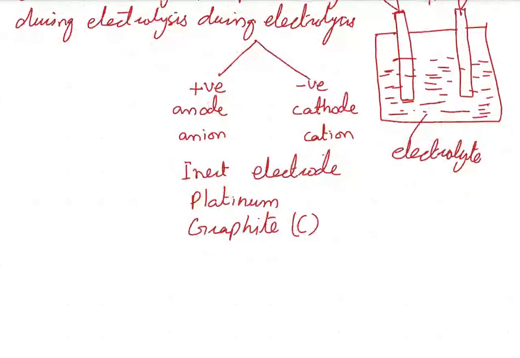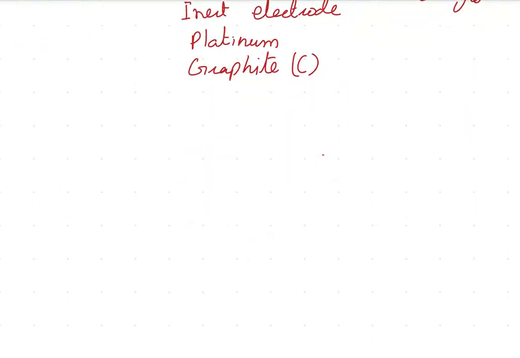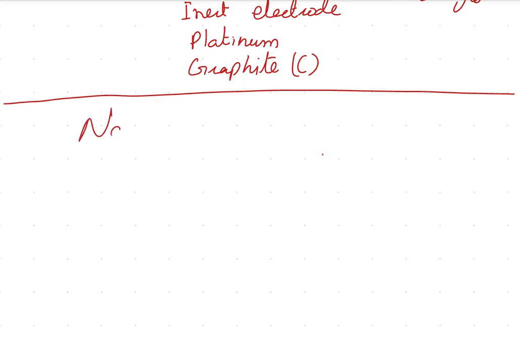Now I'm going to explain by giving an example of how I can get sodium from sodium chloride by using the technique of electrolysis. For example, I have NaCl. When I melt it, it will be in the molten state. As you know, in solid state the ions are not free to move. The ions are not free to move.